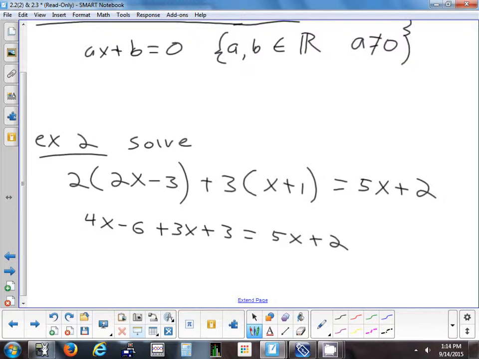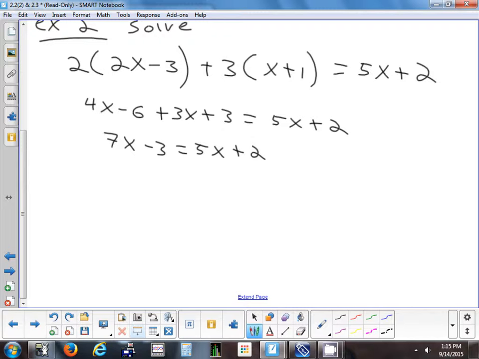All right, so we get our distributive property. We had to do it twice here. Next thing, combine like terms. Olivia, can you combine my like terms on the left-hand side for me? 7x minus 3. Good. 7x minus 3.